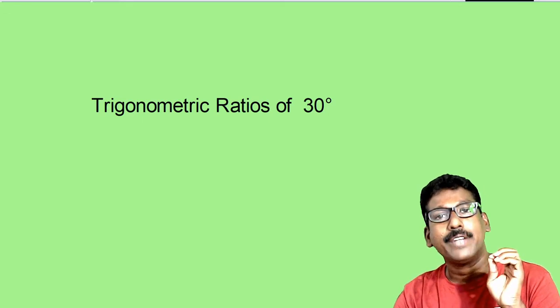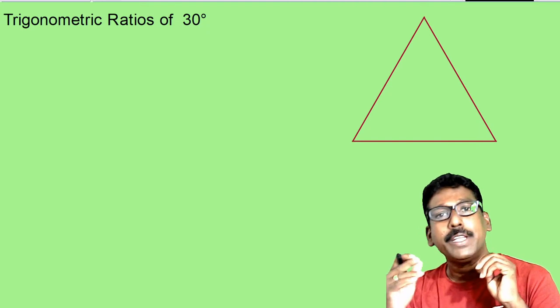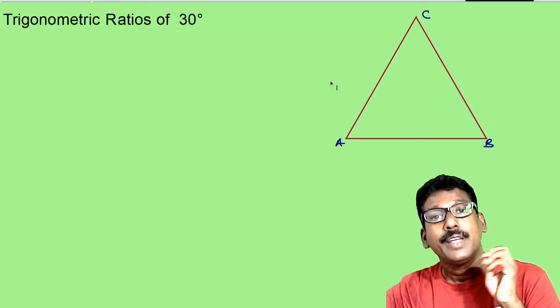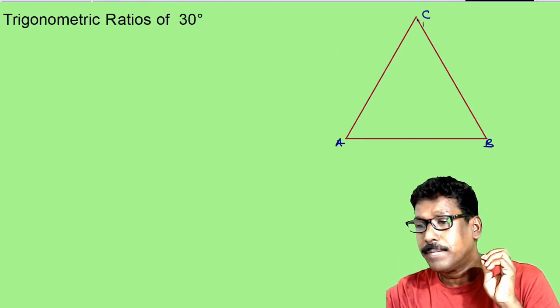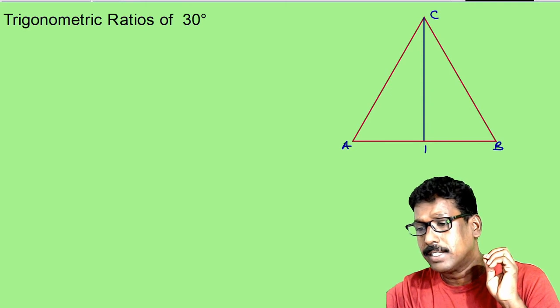Here also I am taking an equilateral triangle. Now let me name it as ABC. As in the previous case, let me drop a perpendicular from C to AB and let me name it as D. Now here angle D is 90 degrees. Since it is an equilateral triangle, this angle will be 60 degrees.